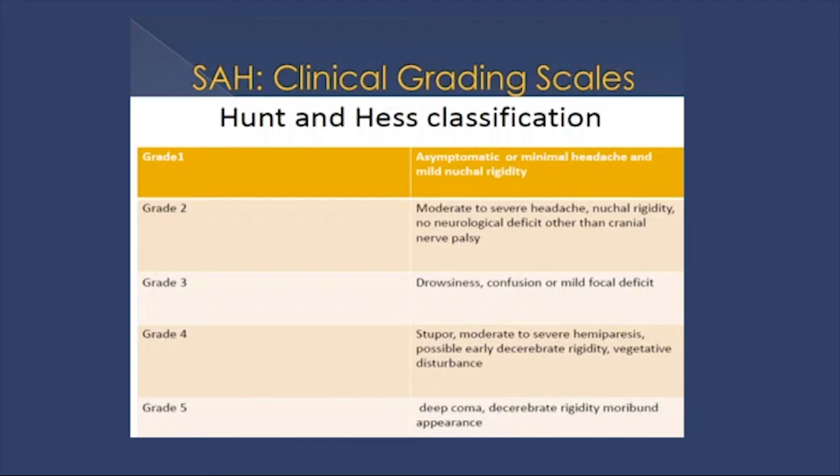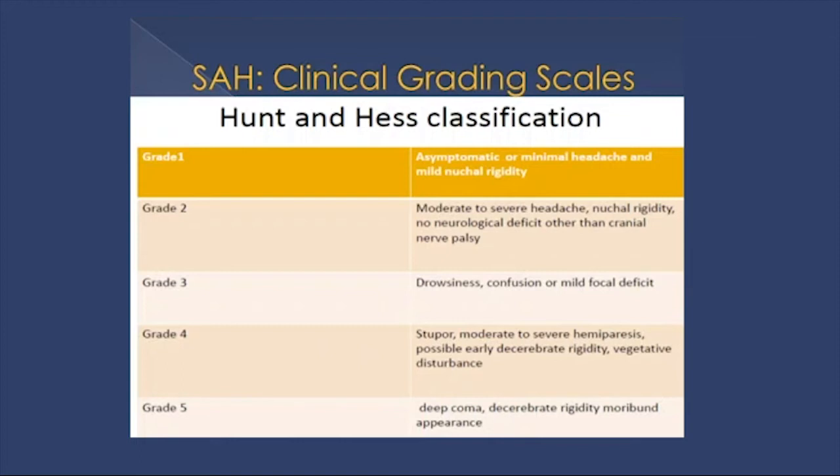Grade 1 is asymptomatic or minimal. Grade 2 is moderate to severe headache with some nuchal rigidity but no neurological deficits. Grade 3 has mild deficits. Grade 4 patients could be stuporous, with decerebrate rigidity and moderate to severe hemiparesis. In grade 5 they have deep coma, decerebrate rigidity, and a moribund appearance.